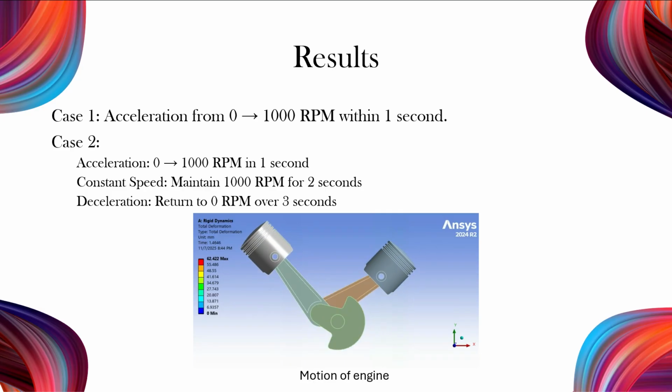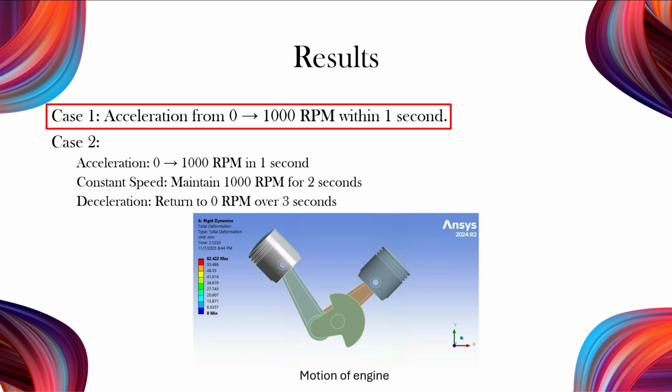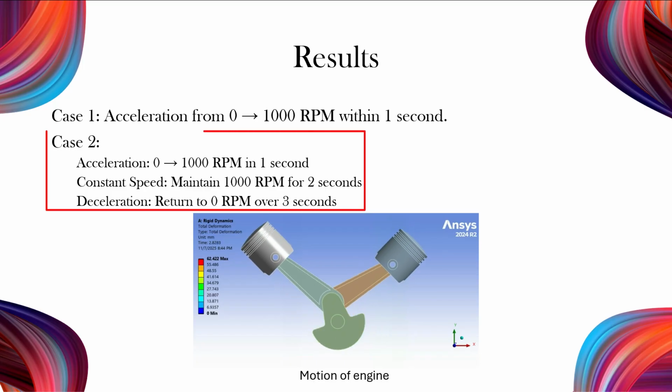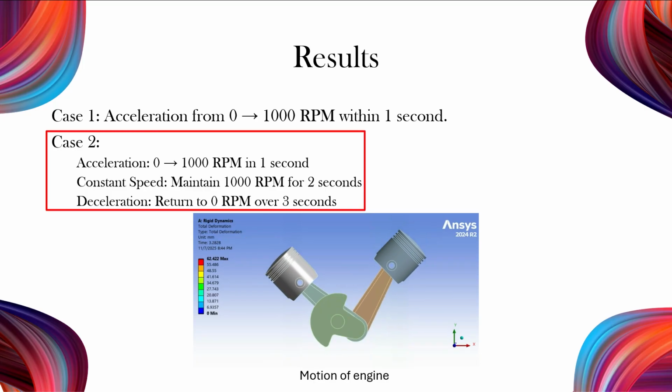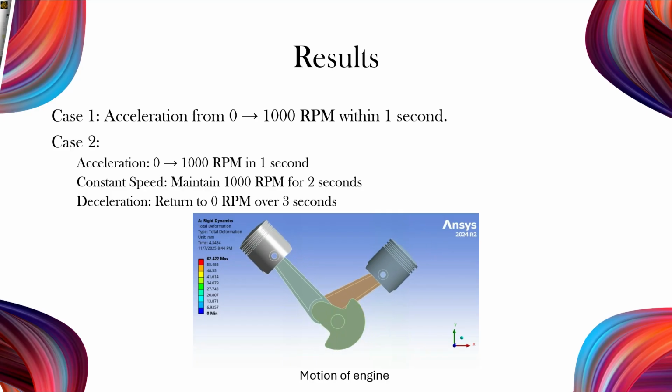After solving, we'll observe the mechanism's motion under 2 conditions. In the first case, it accelerates from 0 to 1000 RPM within 1 second. In the second case, it accelerates from 0 to 1000 RPM in 1 second, runs at a constant speed for 2 seconds, and then decelerates over 3 seconds. That's enough explanation. Let's start the modeling.